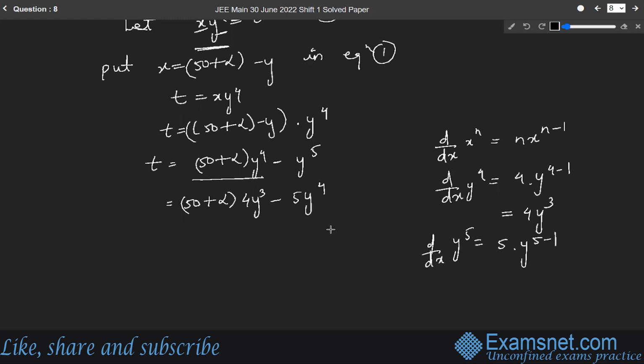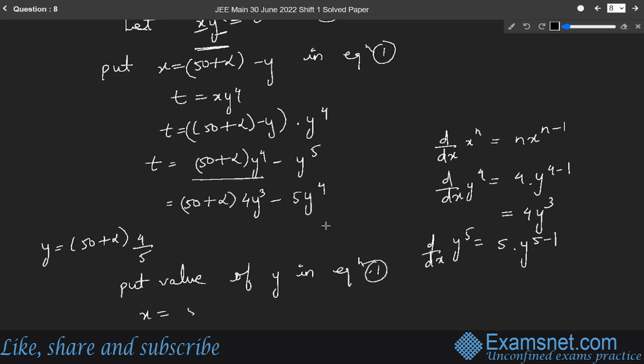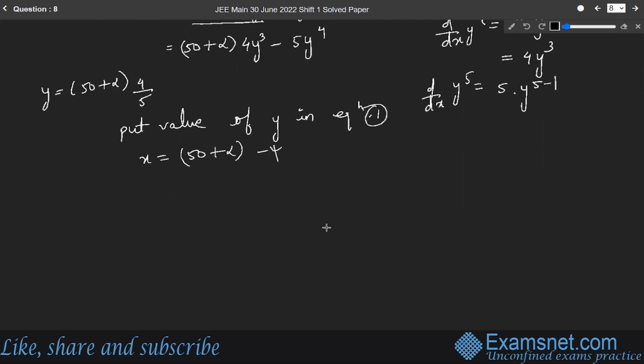Now let us find the value of y. So y will be equal to 50 plus alpha into 4 by 5. See how we have calculated this value just by equating the term with 0, right? Now, if we have the value of y, we can easily find x. So put the value of y in equation number 1, right? What is equation 1? Equation 1 is x is equal to 50 plus alpha minus y. Okay. So we have to put the value of y here. What is y? 50 plus alpha into 4 by 5.